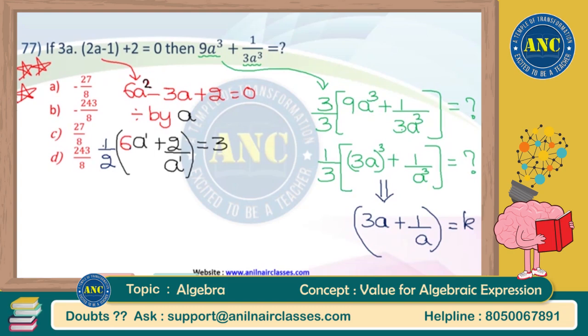Very simple. If you divide by 2 on the left hand side, divide by 2 on the right hand side also. That means, if you want, check it out. Half of 6 is 3. This is 3a plus half of 2 is 1. It is 1 by a. I was looking for the 3a plus 1 by a value. I got the same thing. That is nothing but 3 by 2. Right? That means I know the value of 3a plus 1 by a as 3 by 2 right now.